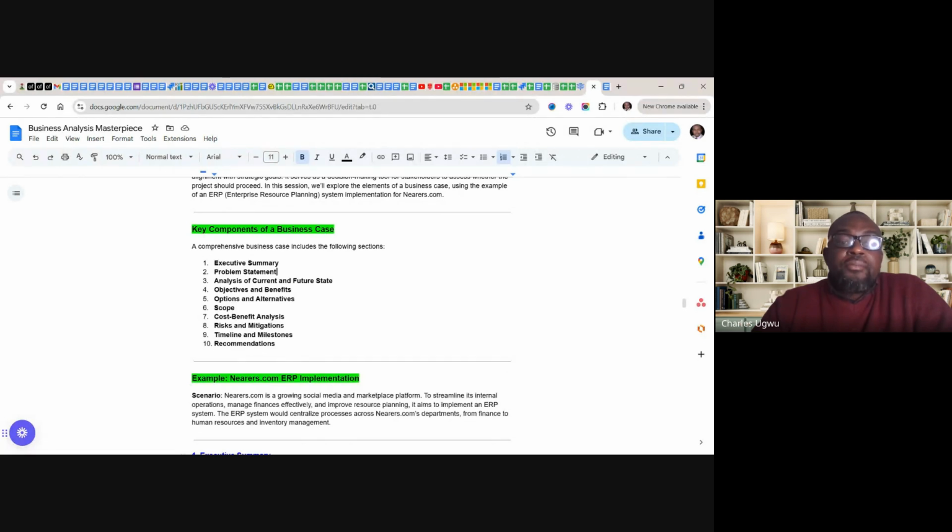And we'll have cost-benefit analysis. And we do risk and risk mitigation. You must address expected risk and mitigation. In some cases, you must state the timeline and milestone, but it's not compulsory. Number 9 is not compulsory, but if you want a comprehensive business case, you can add it. And finally, number 10 is compulsory. After everything, you make a recommendation.